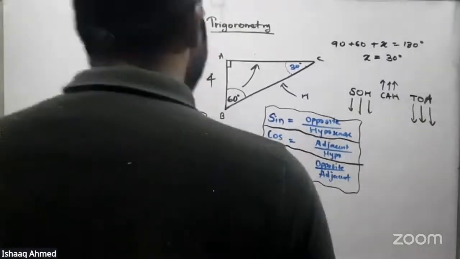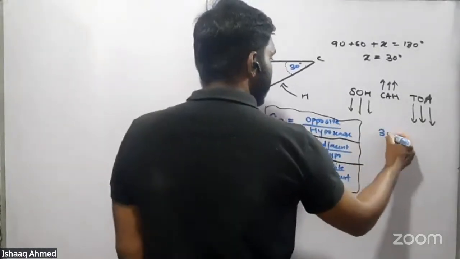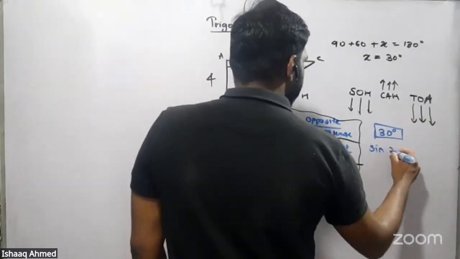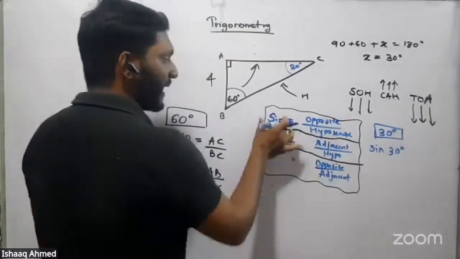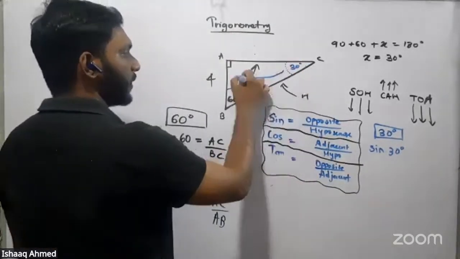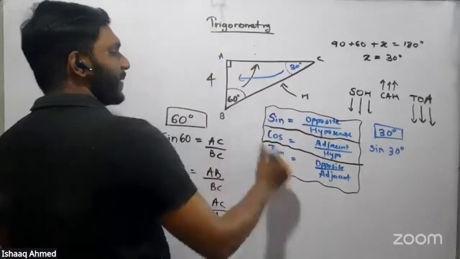Same way we can take 30 also. If you consider 30 degrees, sine 30. So what is sine? Opposite over hypotenuse. For 30, what is opposite? For 30, opposite is AB.